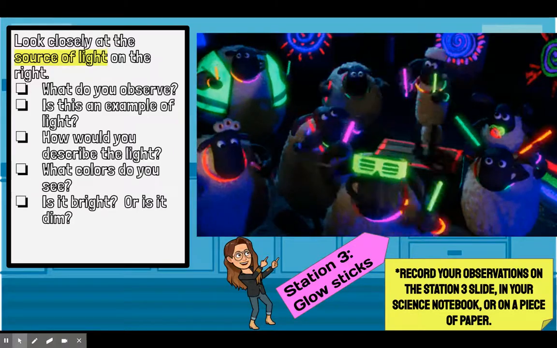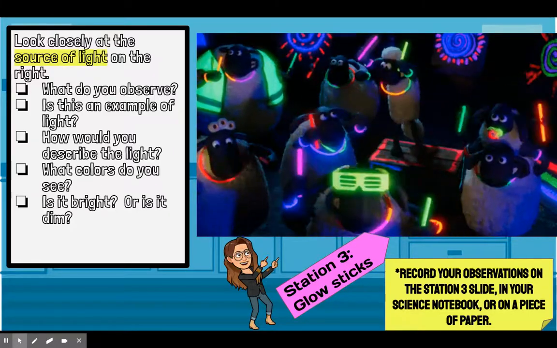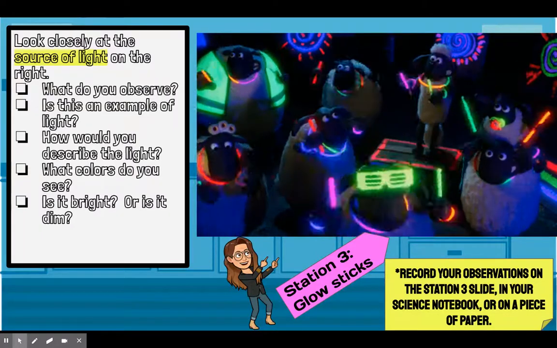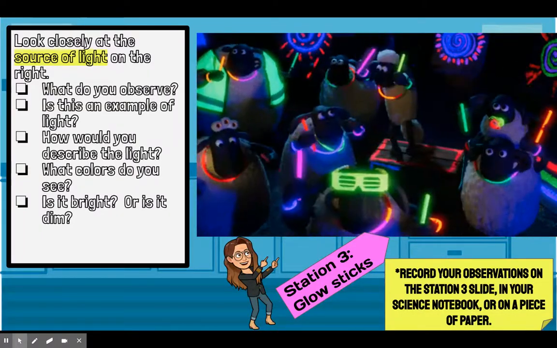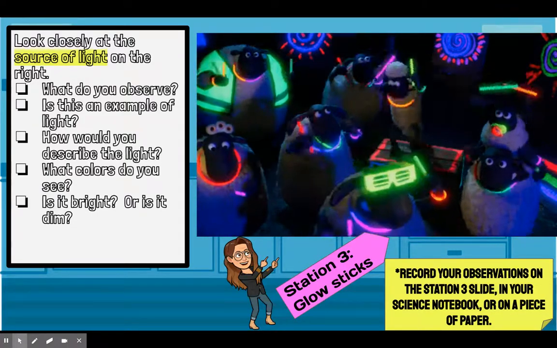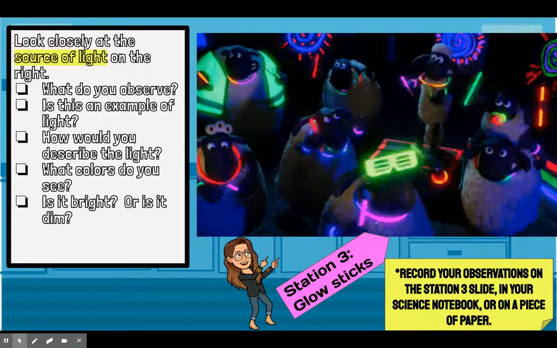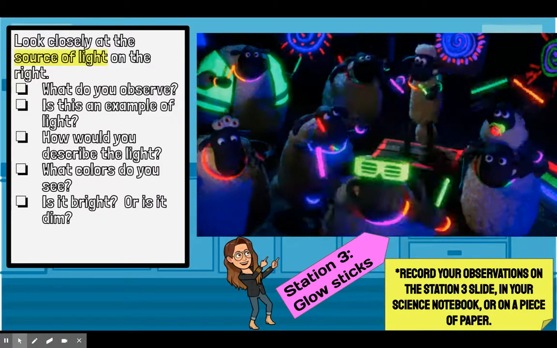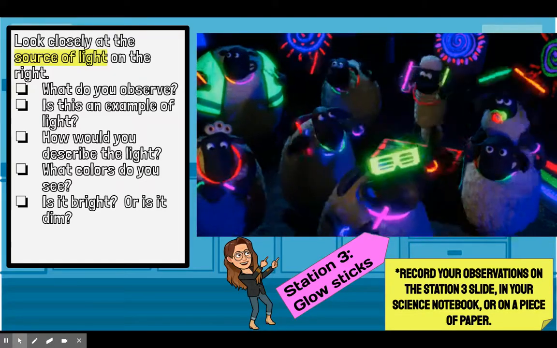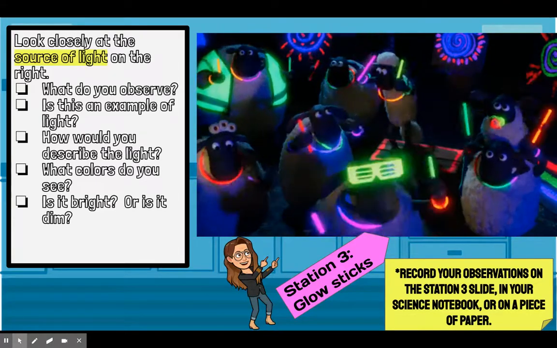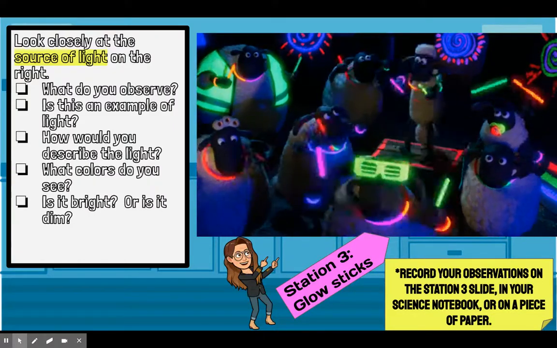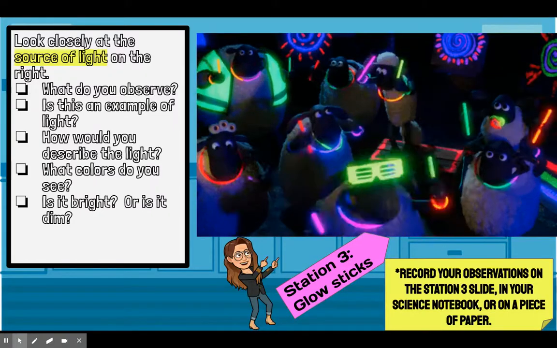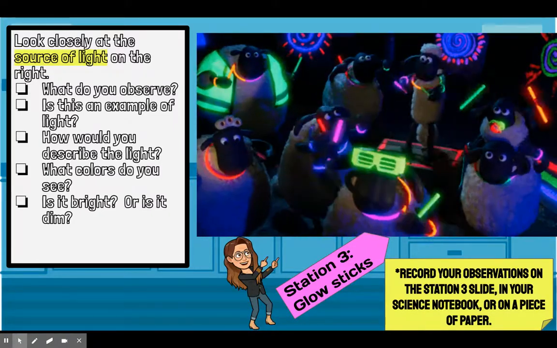Make sure you record everything that you're noticing on the Station 3 slide in your science notebook or on a piece of paper. And the last thing I want you to do is look really closely at the objects around the glow sticks, the sheep that are wearing the glow necklaces or the sunglasses or holding the sticks. What do you notice about the light that's coming off of the glow sticks?